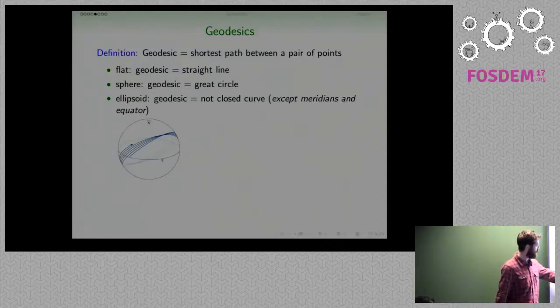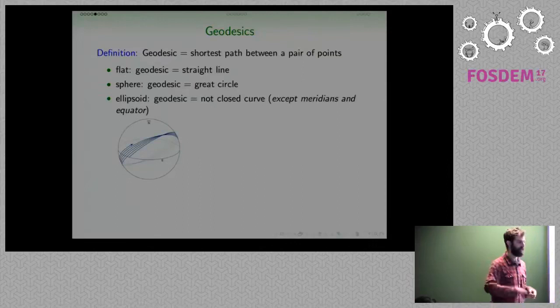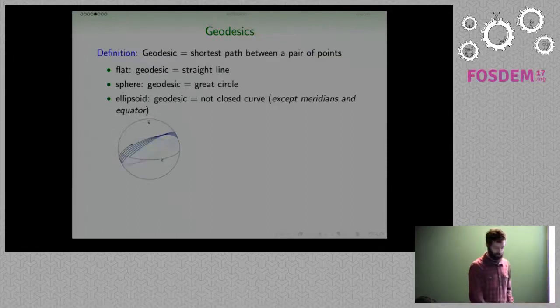So this is how it looks in the ellipsoid. This is a geodesic. It's not closed, so it iterates through the globe. And it does not have a closed formula, except for meridians and the equator. So for meridians and the equator, we have closed circles. I mean, it's actually like great ellipses.